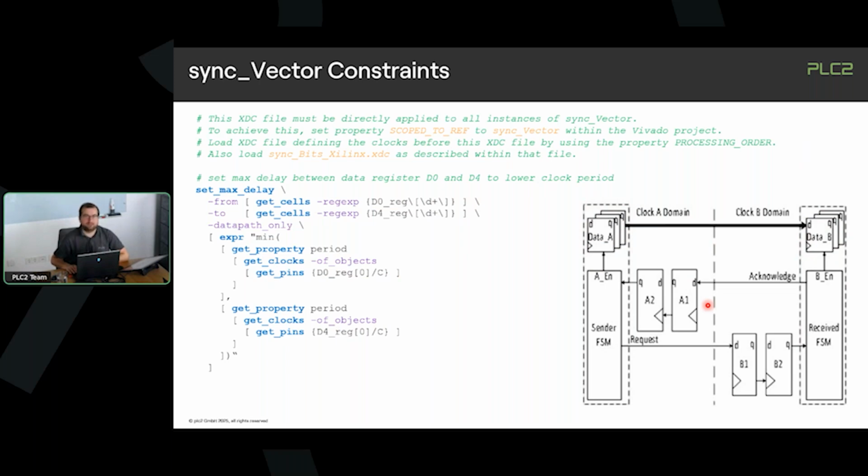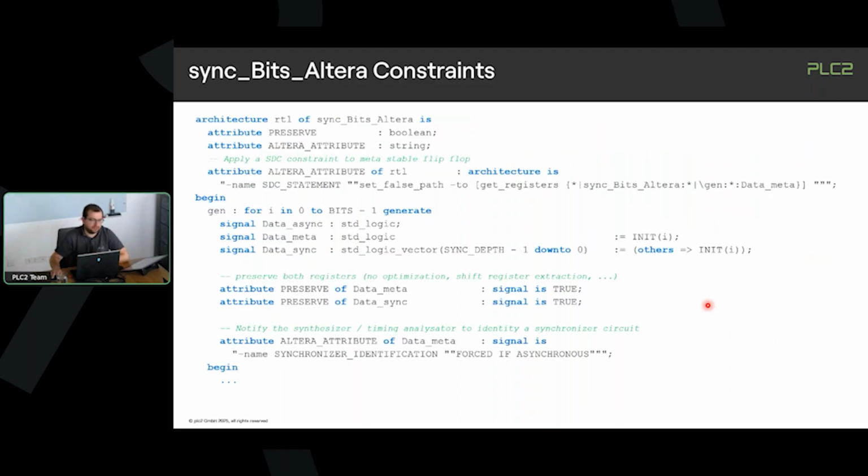Now you might ask what we can do with Altera, and they don't have, unfortunately, relative timing constraints like that in an SDC file, but there are other techniques available. I'm taking here an example from SyncBits Altera. So that's our 2 flip-flop synchronizer instance. We can use the attribute preserve to preserve bits and deactivate shift register extraction. And another one is applying Altera attribute.